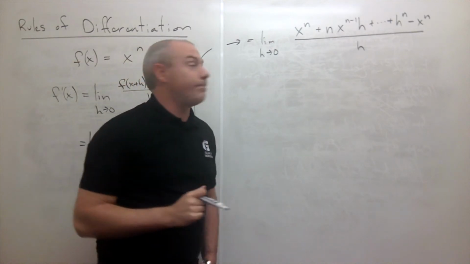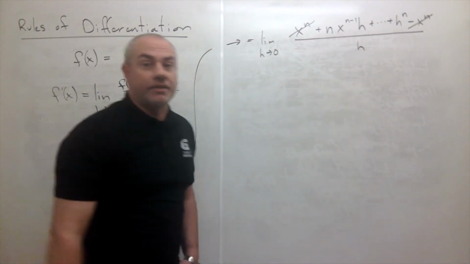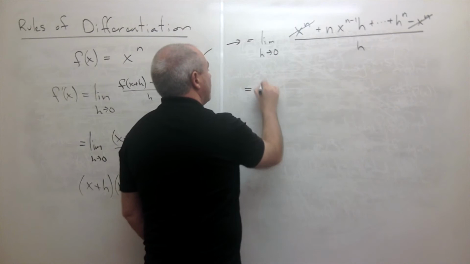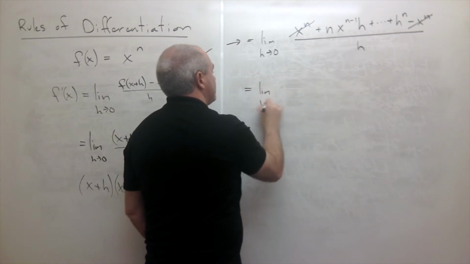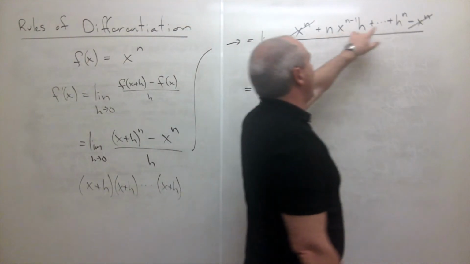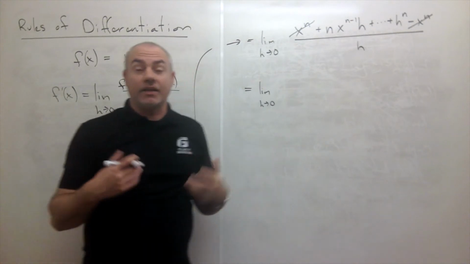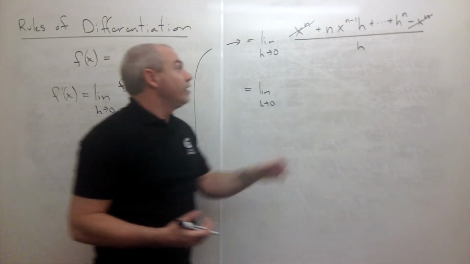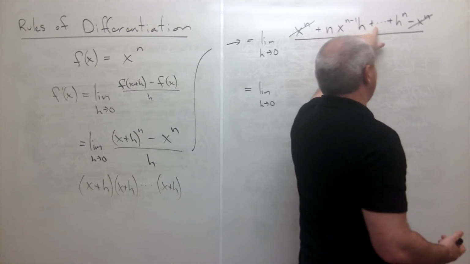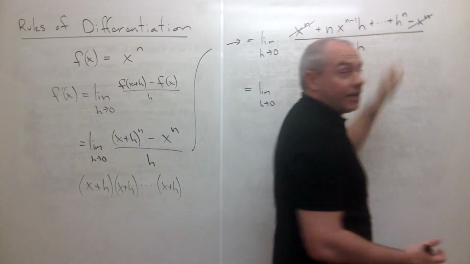Notice that on the top, I have an x to the n, and I have a minus x to the n, and they would cancel. And what's left over? Well, I get the limit as h goes to 0 of, notice something here, I have this dot, dot, dot in here, but everything in there has at least one h in it. Because this one has an h term, the next term would have an h squared, the next an h cubed, and finally this one has an h to the n.